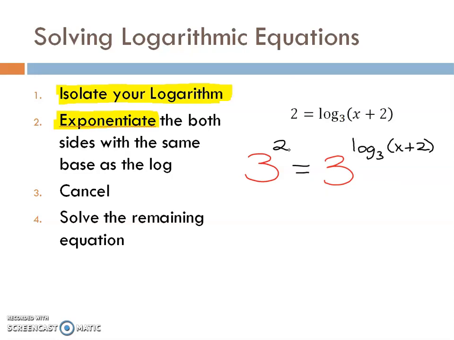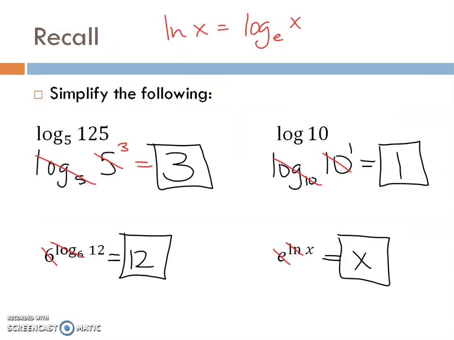Okay? Now, the whole point of this exponentiating step is we are trying to get rid of our logarithm, which if I look here, I've got a base 3 and a base 3. I can cancel that and this logarithm. And when I do that, my x plus 2 just moves down. Okay? Just like we did on this last slide here. I had a 6 to the log base 6 of 12. These two things canceled each other, and I was left with just a 12 for my answer.